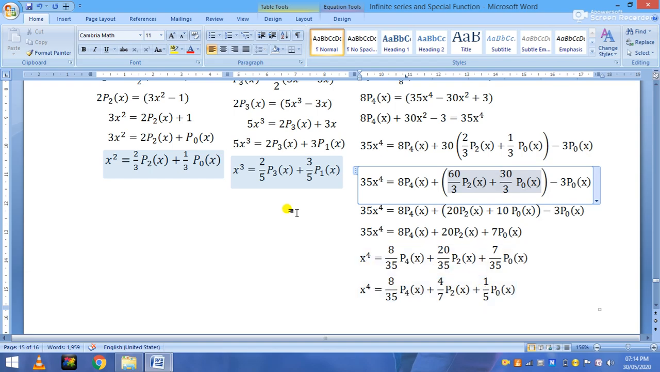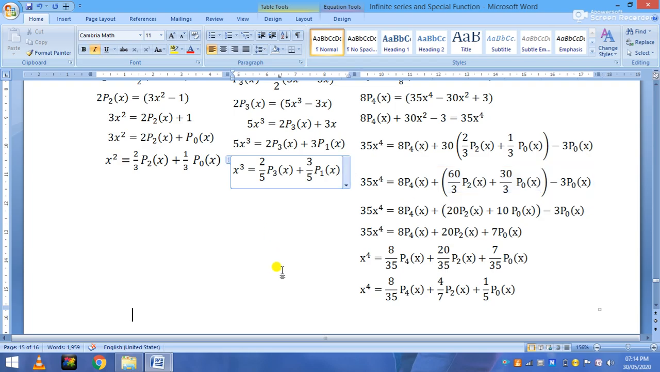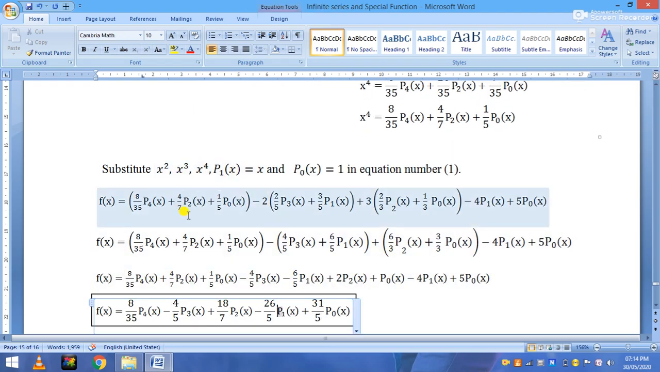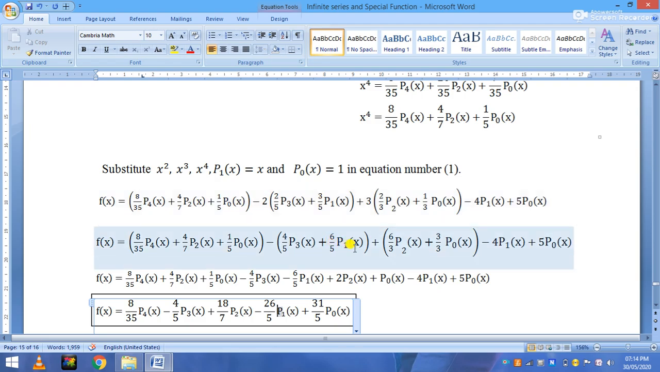Now put the x4 value, x cube, x square, x and the constant value in the given function, and we get this. It is the x raised to 4 value, it is the x cube value, it is the x square value, it is the x value, it is the constant value, that is 5 into 1, 5 P0 of x. Next simplify this: multiply by 2 in the first bracket as it is, 2 into 2 is 4 by 5, 2 into 3 is 6 by 5 into P1 of x, so 3 into 2 is 6 by 3 P2 of x plus 3 into 1 is 3 by 3 P0 of x, so minus 4 P1 plus 5 P0 as it is.